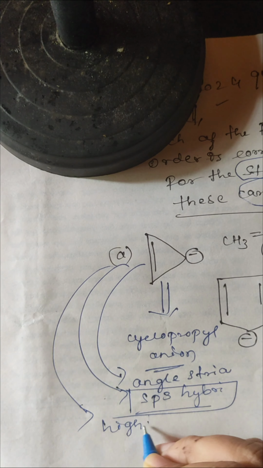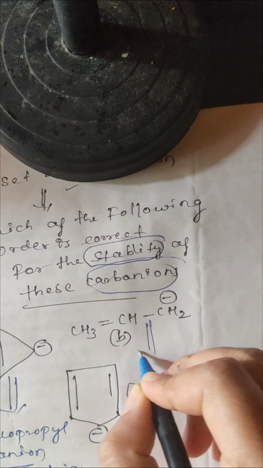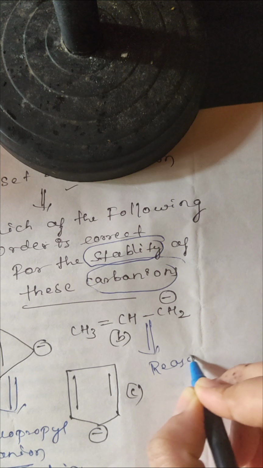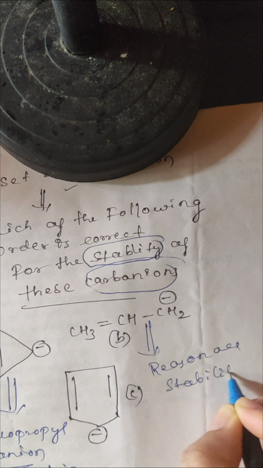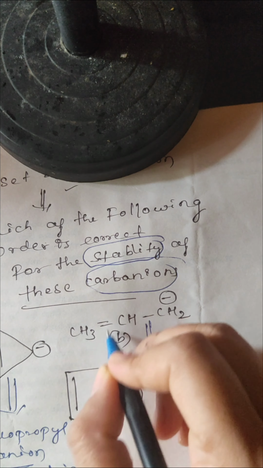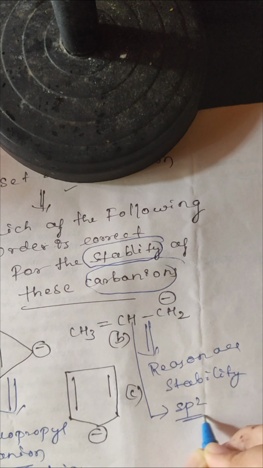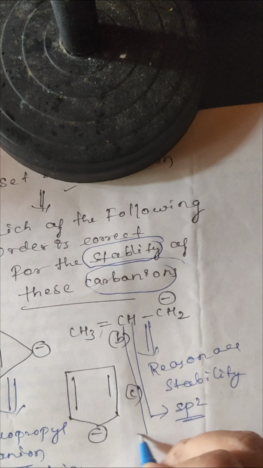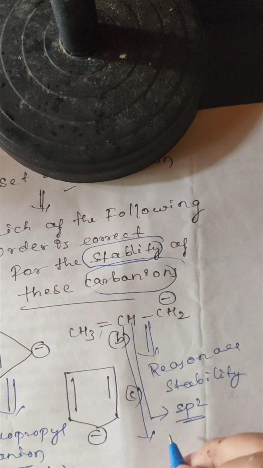Moving on, the second option. We have to see the resonance. There are three carbons given. This also shows sp2 hybridization. This compound is resonance stable. It contains resonance stabilization from these three carbons. This is a stable compound, a stable carbanion.